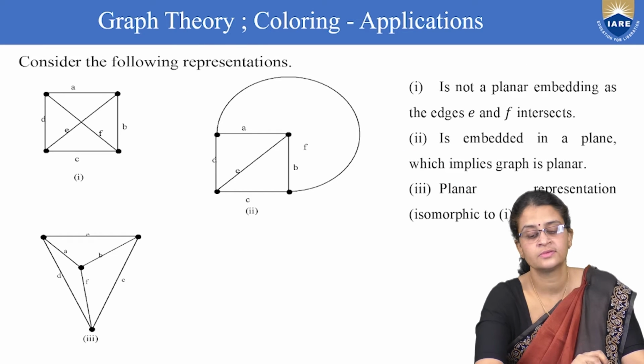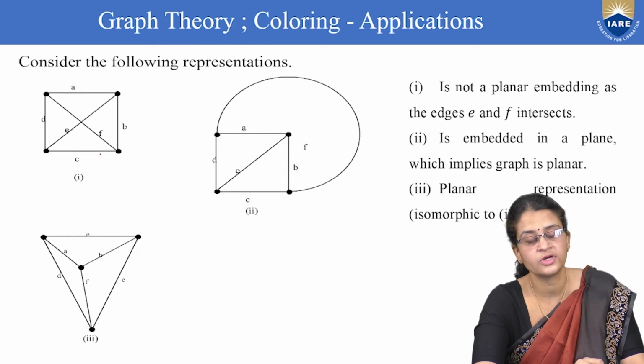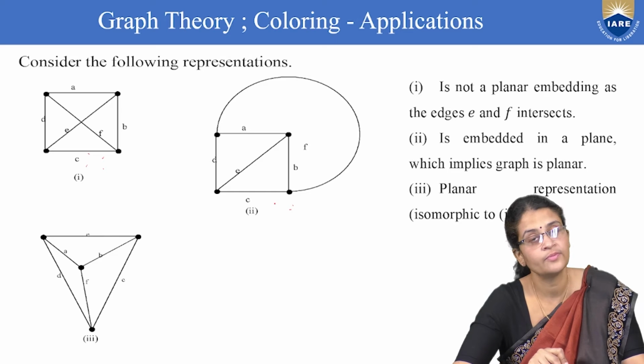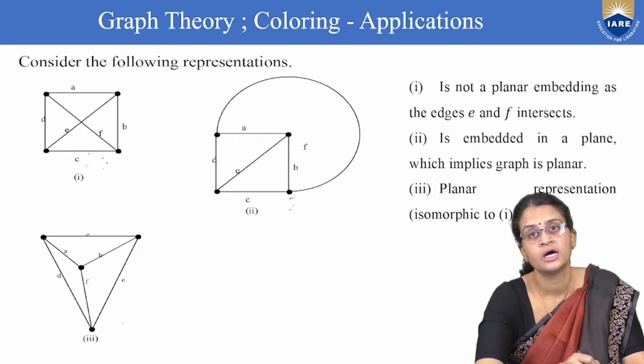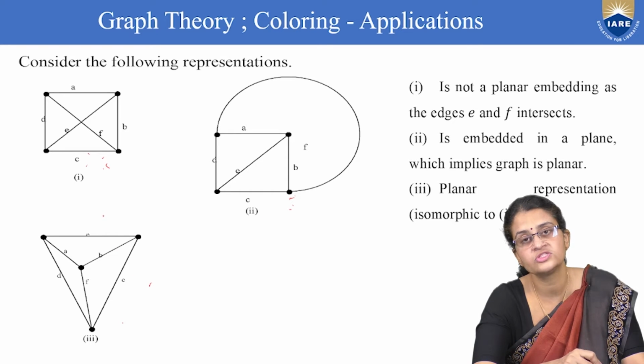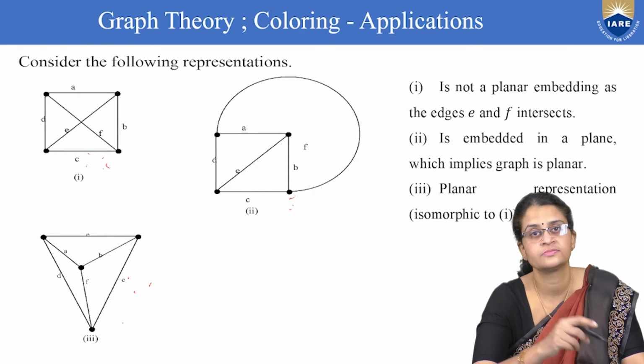Consider these graphs. Here I have already drawn this one. This is not a planar embedding, because why? The edges E and F cross over here. Crossover between E and F happens here, so it is not a planar embedding. Here no edges cross over, and this graph is planar and it is a planar embedding. This is also a planar embedding. These are all isomorphic representations.